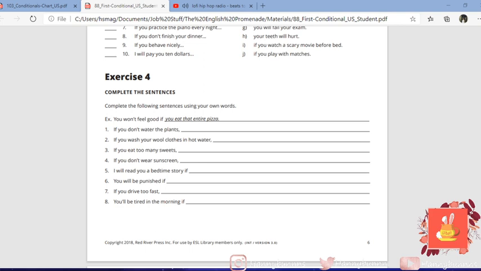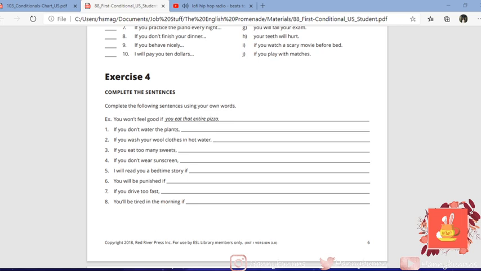If you don't wear sunscreen, you will risk to burn your skin. So instead of saying risk to burn your skin, you will burn your skin. Just get straight to the point. I don't think people say you will risk to get your skin burned. I get what you're saying, but it's probably a different word choice. So probably you would say, if you don't wear sunscreen, you will probably burn your skin, instead of saying you will risk.